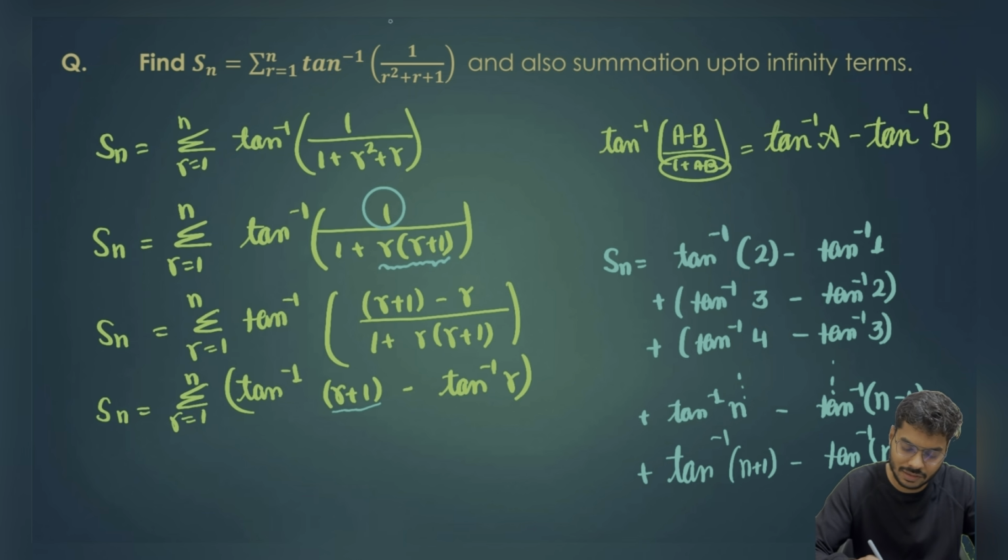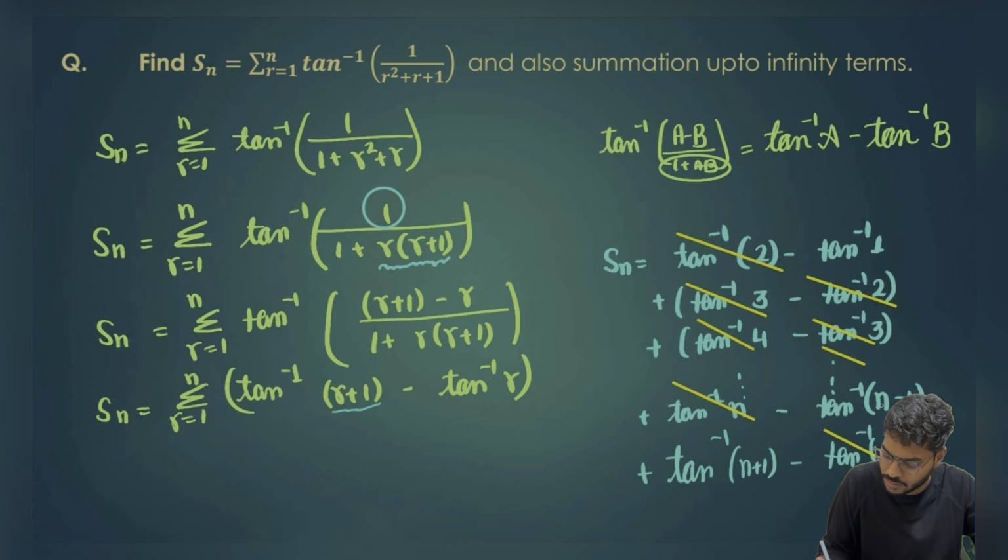Check if any terms cancel out on addition. I can say tan inverse 2 and tan inverse 2 cancel out, tan inverse 3 and tan inverse 3 cancel out. So tan inverse 4 will cancel out with the next term. Tan inverse n cancels out with the previous term. Tan inverse (n minus 1) will cancel out with the previous term. So how many terms are left? If one term is left at the starting, one term will be left at the ending also, right? So the number of terms left is two, which is nothing but tan inverse (n plus 1) minus tan inverse 1.